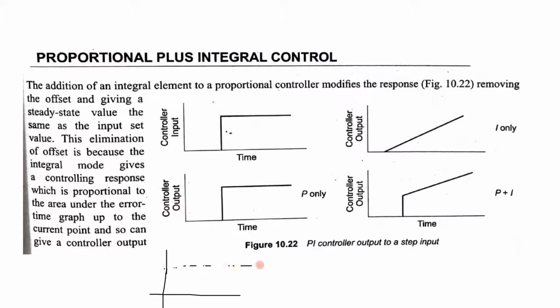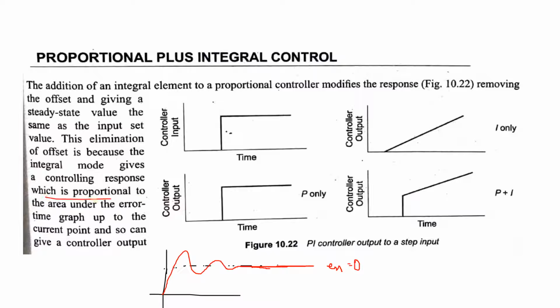So if the input is like this, it will result in creating the offset like this. Okay, not resulting in the offset, it will minimize the error totally. So no error is there. So with the help of integral controller, we can totally minimize the error.